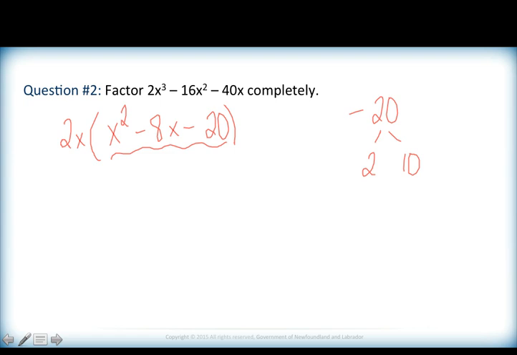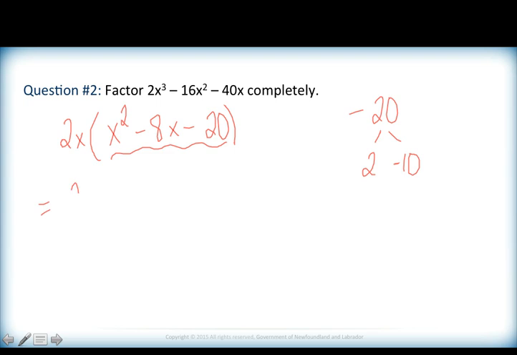But now we have to decide if it's going to be a negative 2 and a negative 10, a negative 2 and a positive 10, a positive 2 and a negative 10, or are both of them going to be positive? We need it to be a negative 8. If we make this a negative 2 and add a positive 10, that will not work. So therefore, we need a negative 10 and a positive 2.